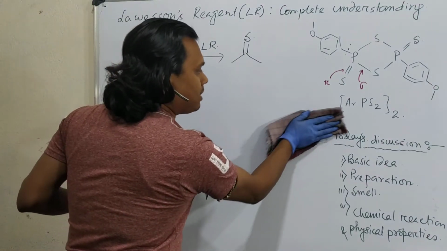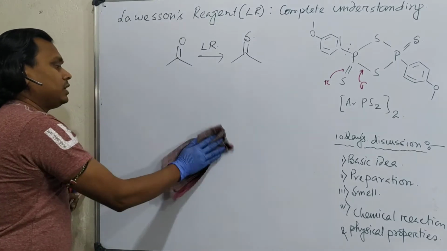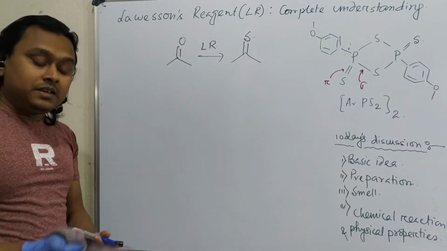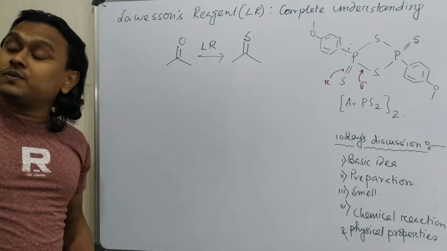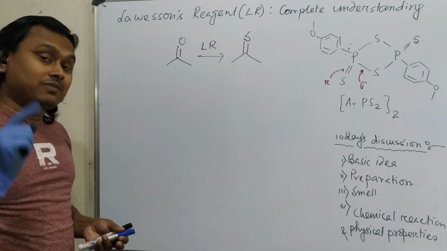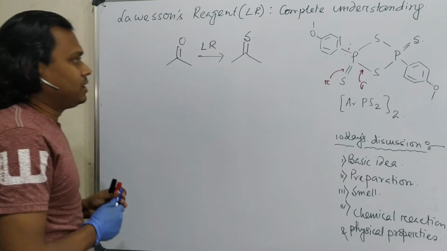By the way, you should remember the Wittig reagent. I have already discussed the Wittig reaction. In the Wittig reaction, you get carbonyl to alkene, and the driving force is the formation of stable phosphorus oxide. Triphenylphosphine oxide is the byproduct, and that is the driving force for this reaction. Fine.